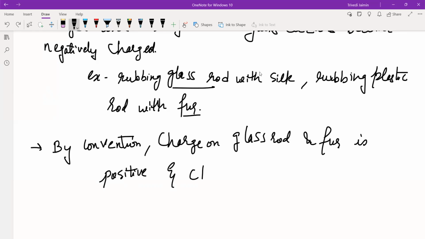Work function will also be a reason. What function? Work function, yeah, for glass rod and fur. Exactly. How we are rubbing it also matters. How the work is done on that also matters. But just for convention, we are using this one.